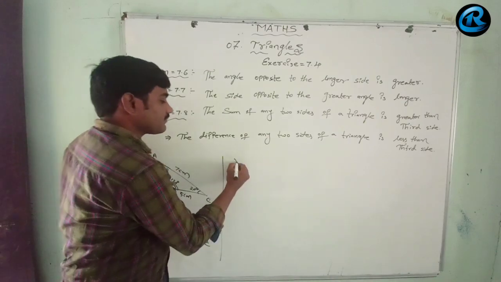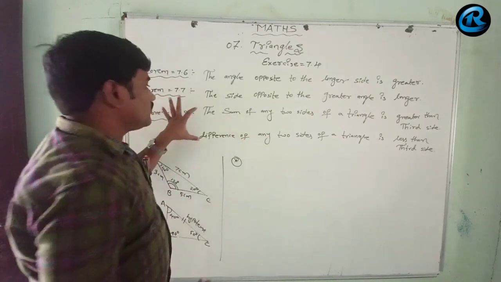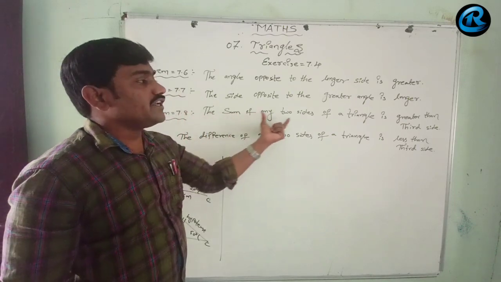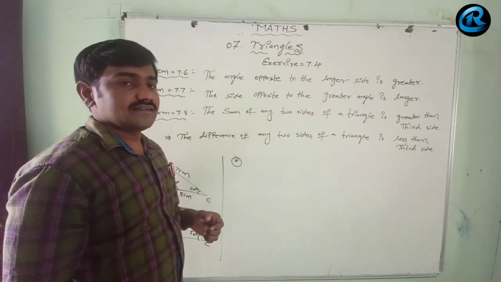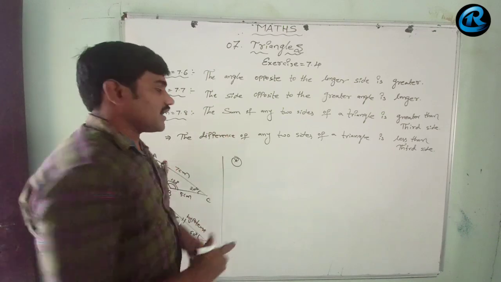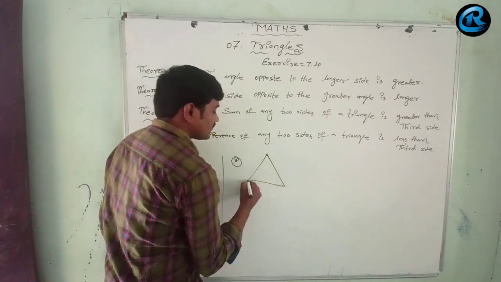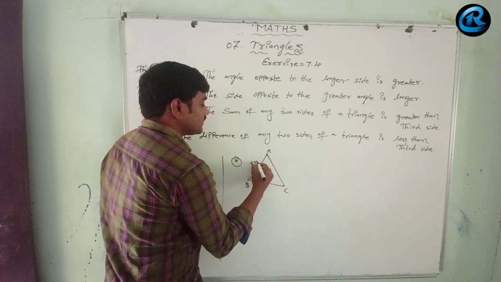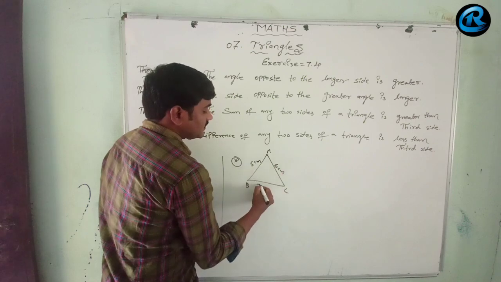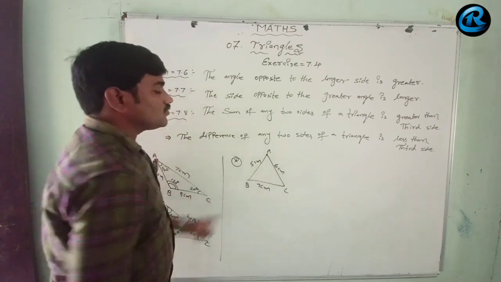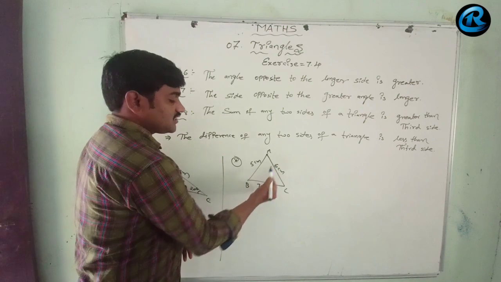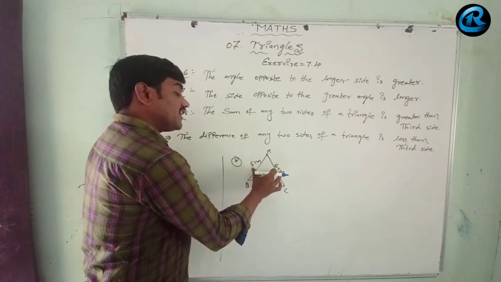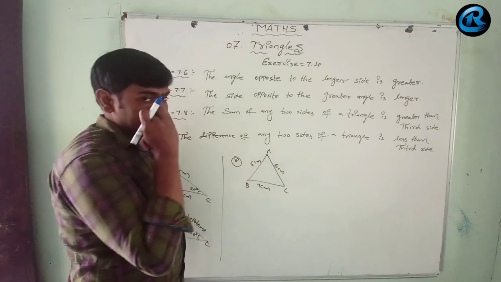So next, these two theorems are familiar to us. These two theorems are that the sum of any two sides of a triangle is greater than the third side. If you take triangle ABC with sides 5 cm, 6 cm and 7 cm, you add any two sides. With 5 cm, 6 cm, 7 cm we can form a triangle because if you add any two sides, it will be greater than the third side.